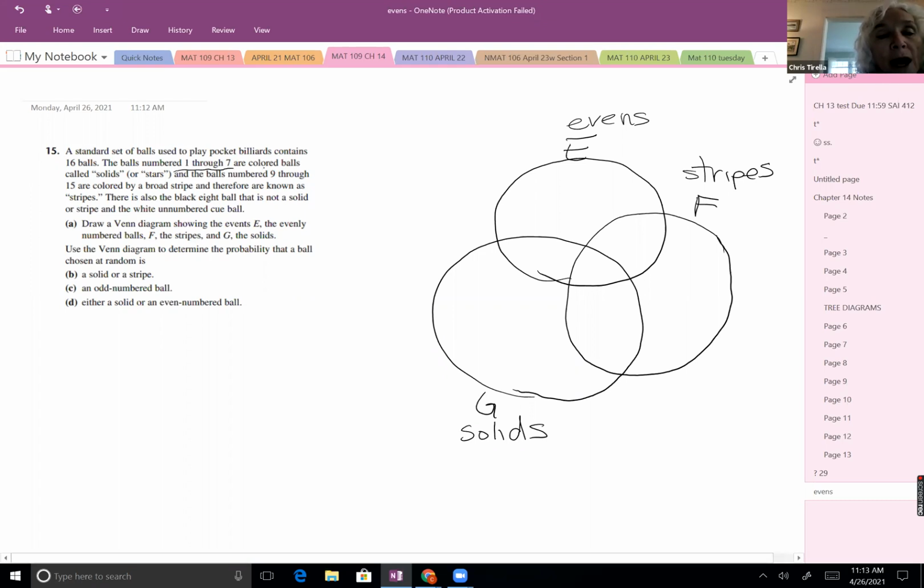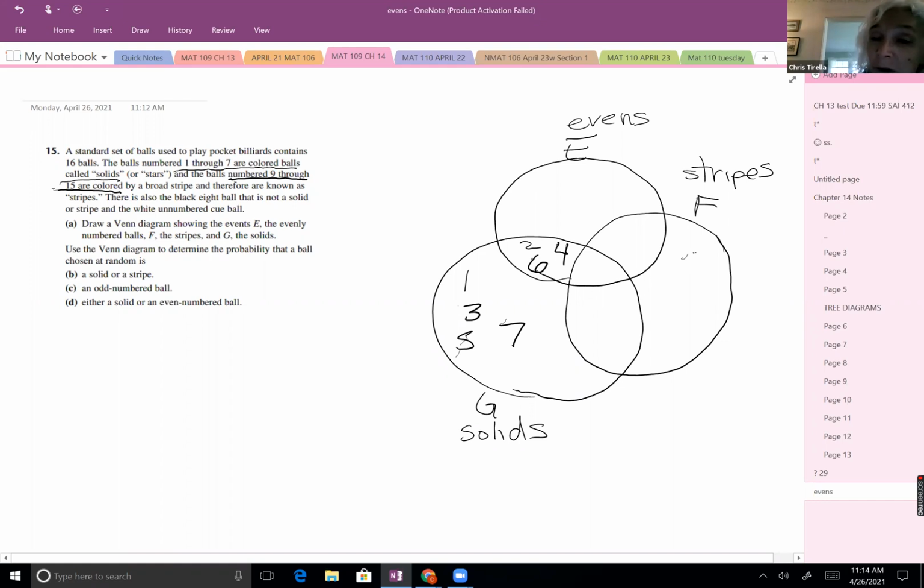So 1 through 7 are solids. So let's see. 1 is a solid, it's not even. 2 is a solid and even. 3 is a solid, not even. 4 is a solid that's even. 5 is a solid, not even. 6 is a solid that is even. 7 is a solid that's not even. So far, so good. Same way, 9 through 15 are stripes. So 9 is a stripe that's not even.